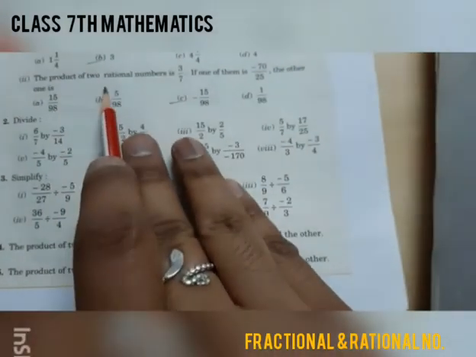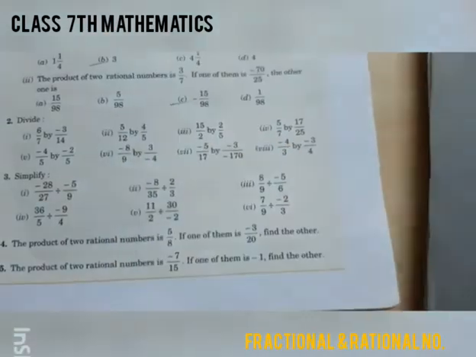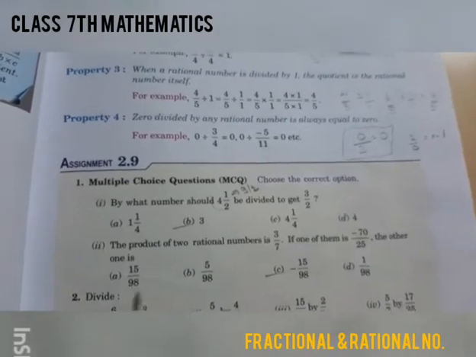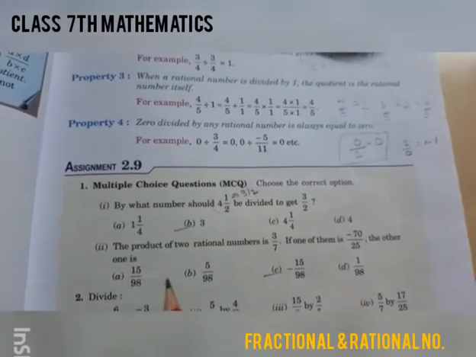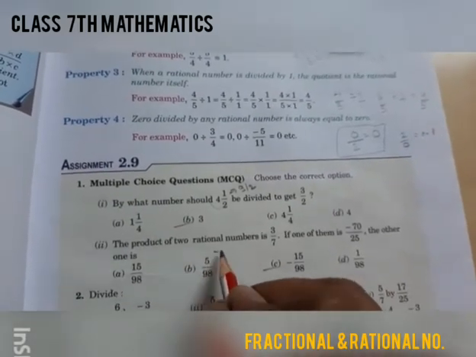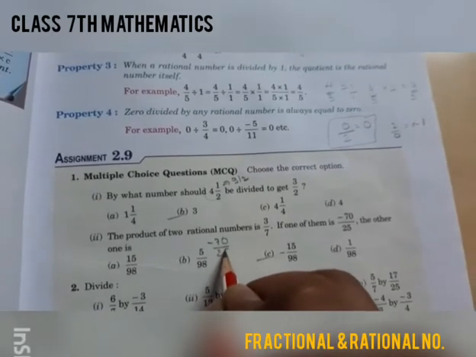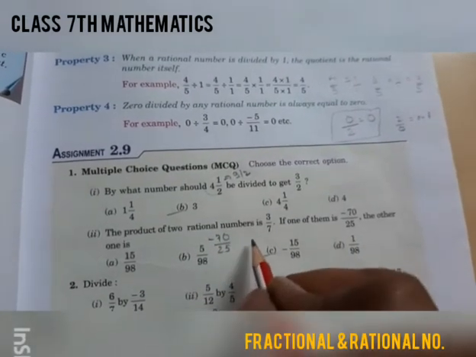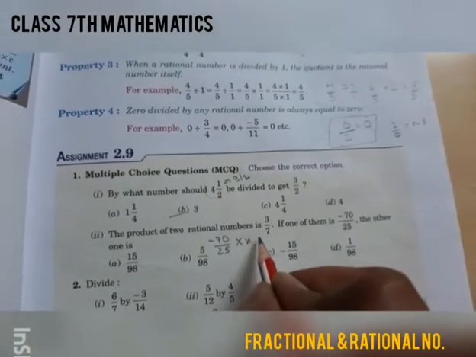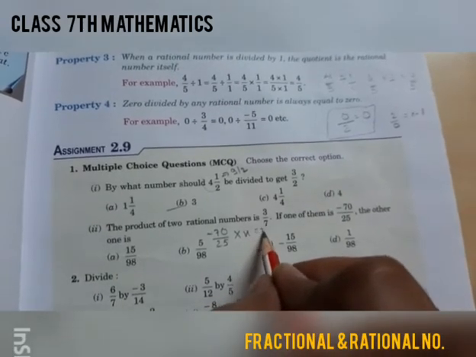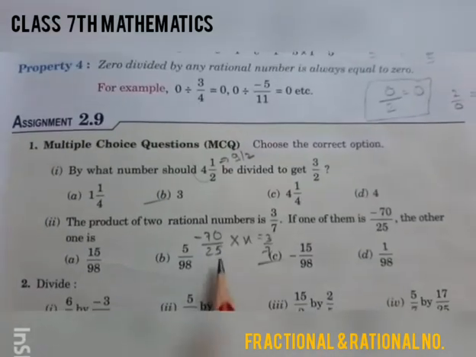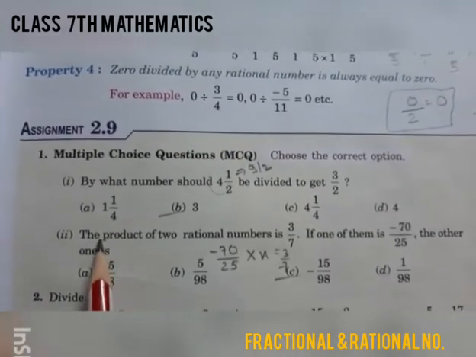See the second question. The product of two rational numbers is 3 upon 7. If one of them is minus 7 upon 50, what will be the other? Now see, this is your homework. This question is the same as question number one. What it is saying, the product of two rational numbers is 3 upon 7 if one of them is minus 70 upon 25. See, the first rational number is minus of 70 upon 25. Then we do not have the second rational number. Again, assume it as x, and their product is 3 upon 7. Now see class, here we will not do any reciprocal because the question itself is saying product.